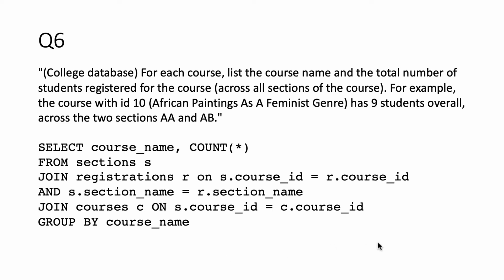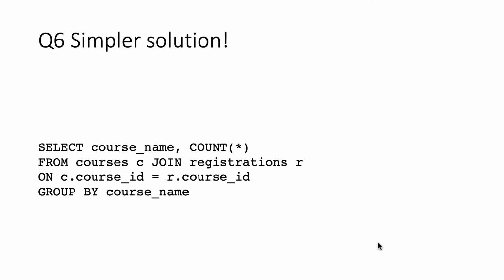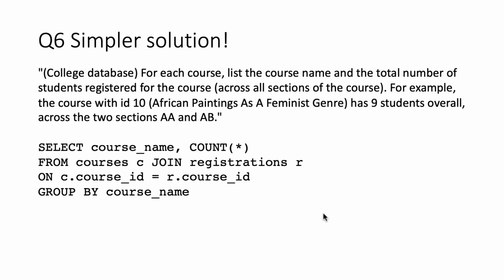Okay, that's fine. A simpler solution of course is this. We can directly join course to registrations, right? Because registration has a course ID, we can directly join them, and then the problem obviously becomes a lot easier. Okay, both of these answers are correct, but I think this is the shorter and more precise answer.